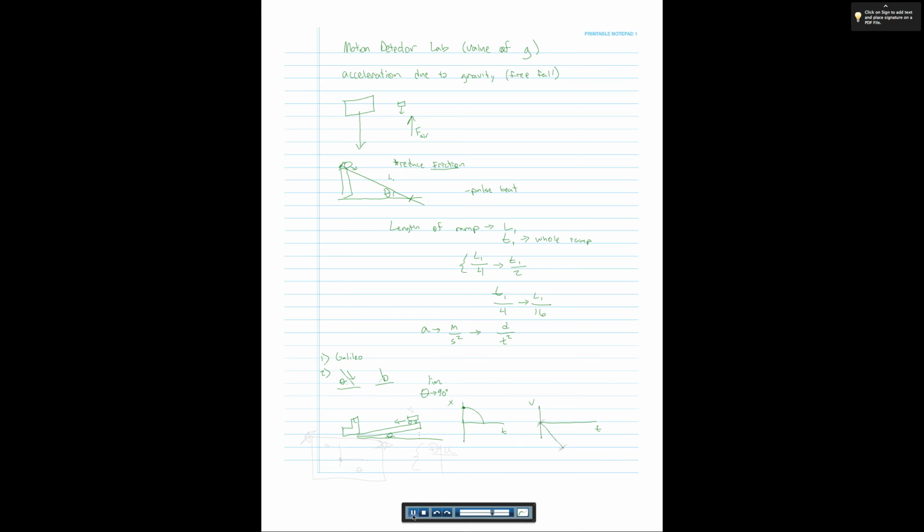Okay. Now, since this acceleration is constant, what I want you to do is use your velocity time graph to get the value of acceleration. Okay? So what you're going to measure is your angle theta, which is going to be like your independent variable, and then your value of acceleration. Okay? And the goal of this is to come up with a plot that will give you a straight line.